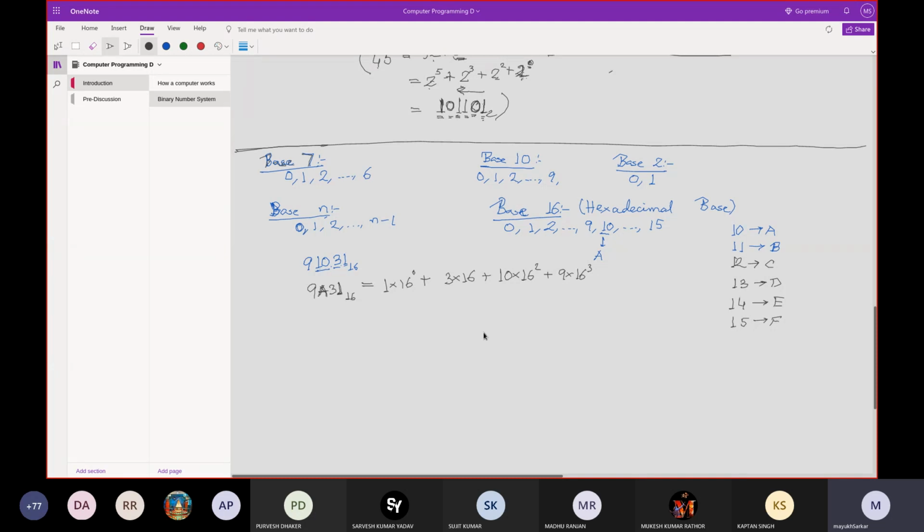And we can simply calculate this and you will get the corresponding decimal value. I am using my calculator to calculate.